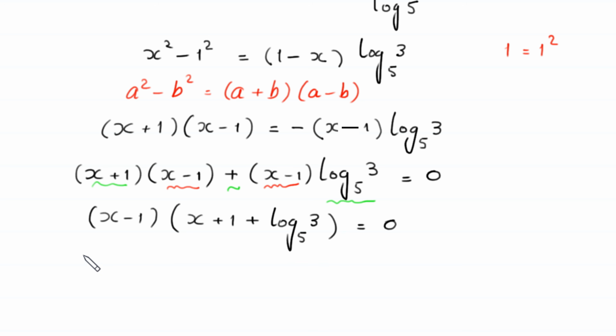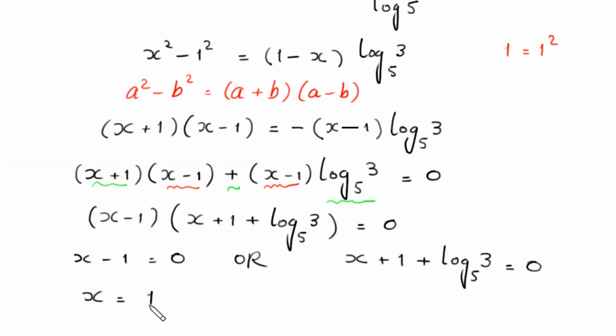Now from here, either this expression x minus 1 is equal to 0, or this expression x plus 1 plus log base 5 of 3 is equal to 0. From this equation we get the value of x is equal to 1. This is the first value of x, the first solution of this equation. Now from this equation we move these two terms to the right hand side, then this will become x is equal to negative 1 minus log base 5 of 3.